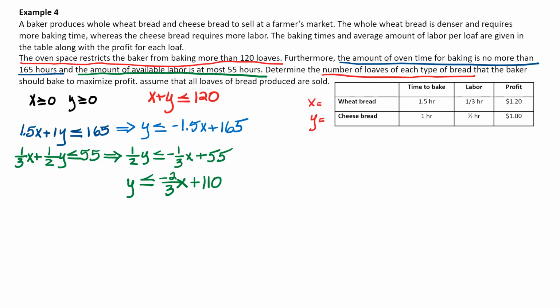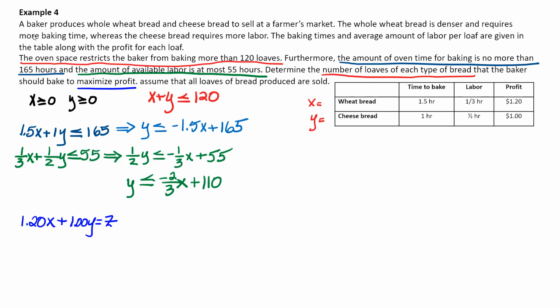Okay, so these are all the equations about time, labor, oven time, all that stuff. What we want is to maximize the profit. And the profit is just how much he makes on each loaf. So $1.20 times the number of wheat loaves, which is X, plus $1 times the number of cheese loaves, which is Y, will give us the profit, Z. And we're trying to make that Z as big as possible.